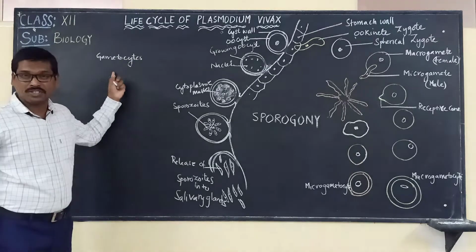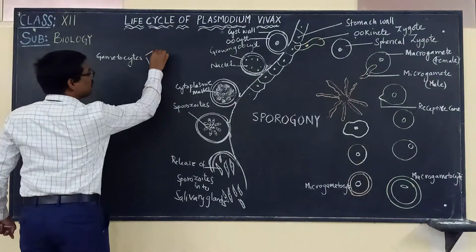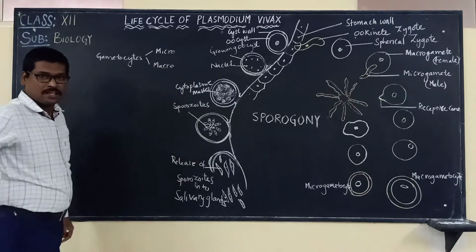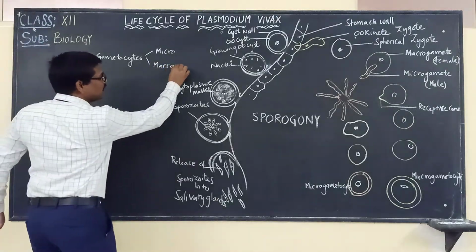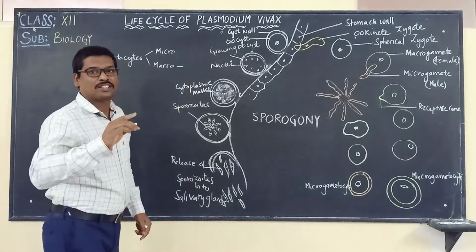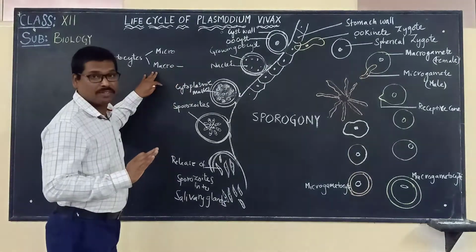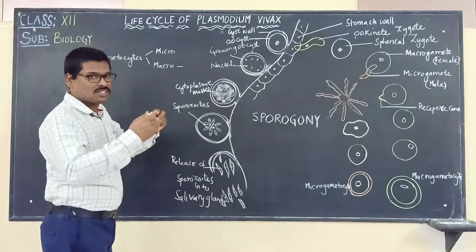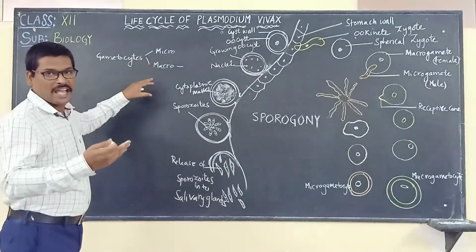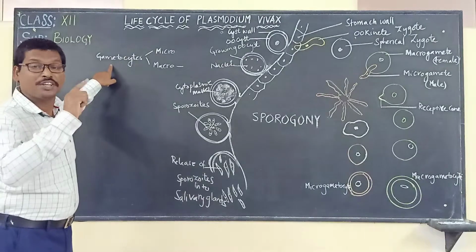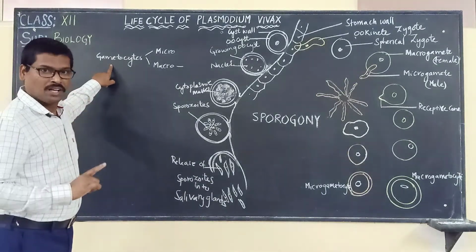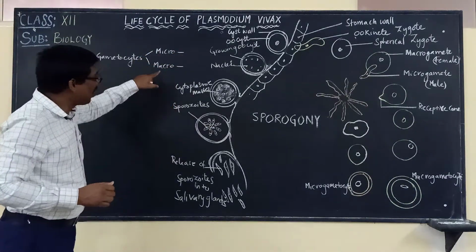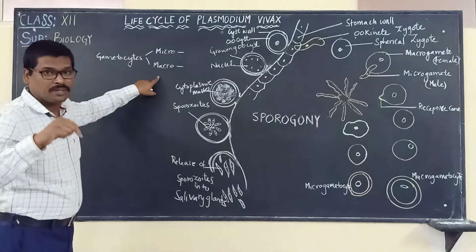These gametocytes can be of what? Microgametocytes or macrogametocytes. These will be changing into male gametes and female gametes. Formation of these gametes will be taking place now in the mosquito. Here, gametocytes are formed in the human beings through asexual reproduction. So micro will lead to what, and macro will lead to what, we are going to discuss now in the female Anopheles mosquito.